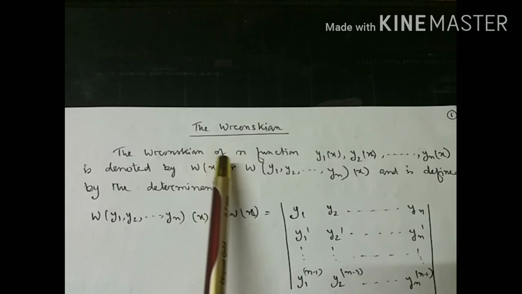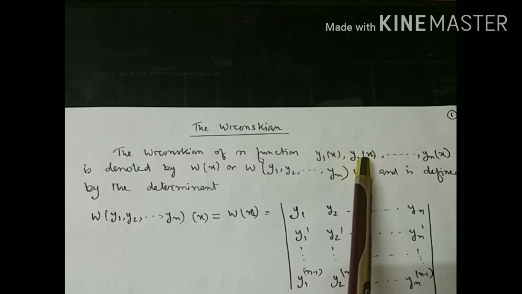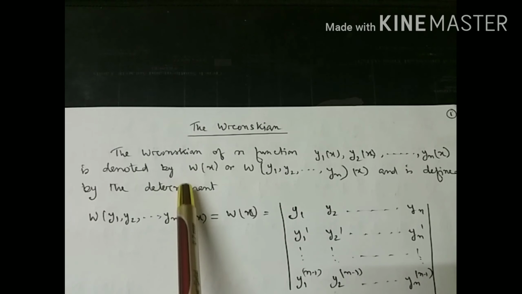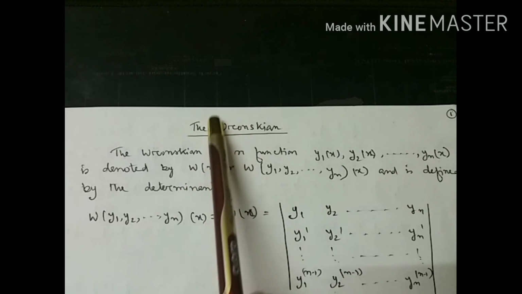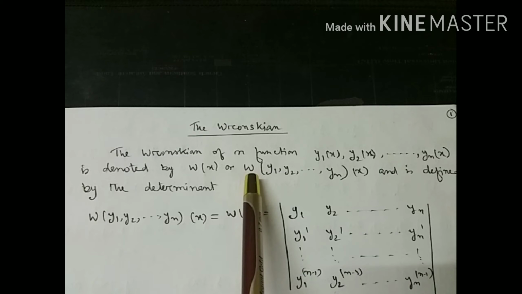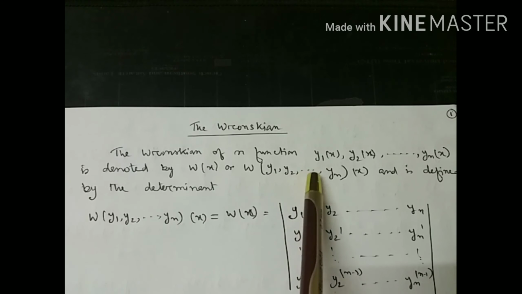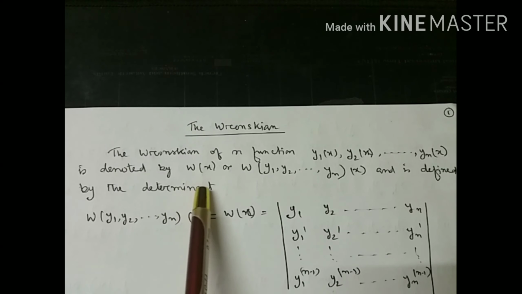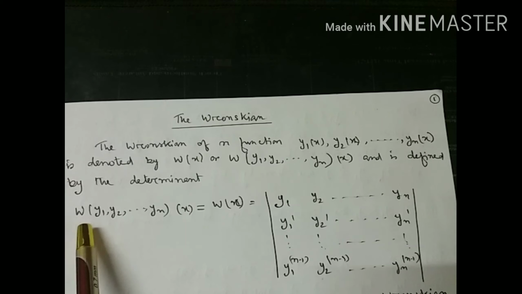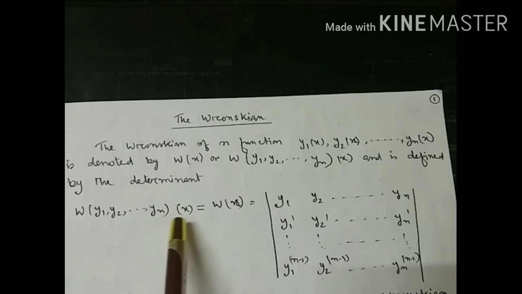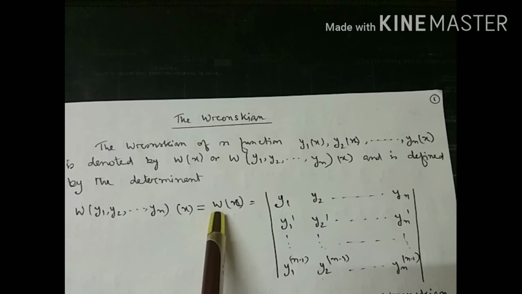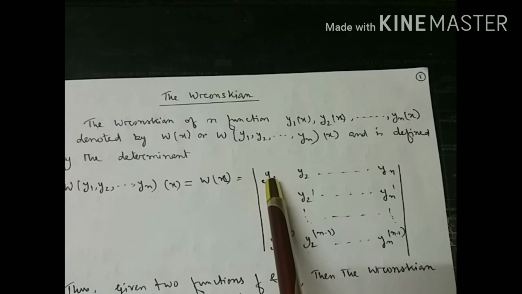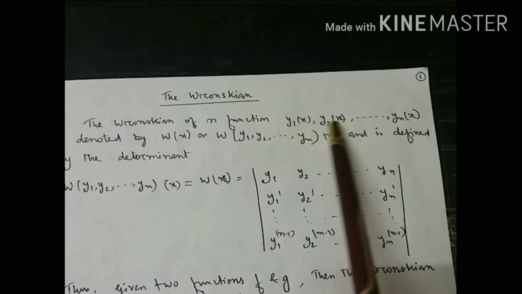The Wronskian of n functions y1(x), y2(x) up to yn(x) is denoted by W(x), or we can write W(y1, y2, ..., yn), a function of x, and is defined by the determinant. So, the Wronskian is always defined by a determinant. W(x) equals the determinant whose first row is the functions y1, y2 up to yn, the total number of functions.